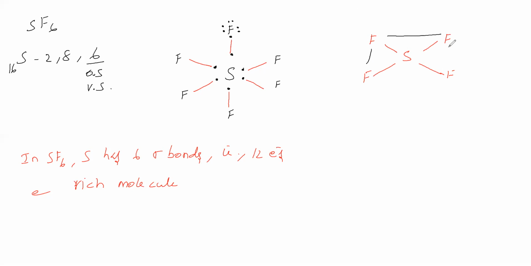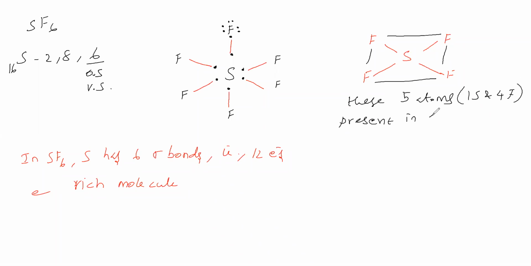So if you join this, you will get a square planar. These 5 atoms, in the sense 1 sulfur atom and 4 fluorine atoms, are present in a square plane of this screen. These 5 atoms present in the screen plane make what shape? A square shape. Therefore it is a square planar, we can say.